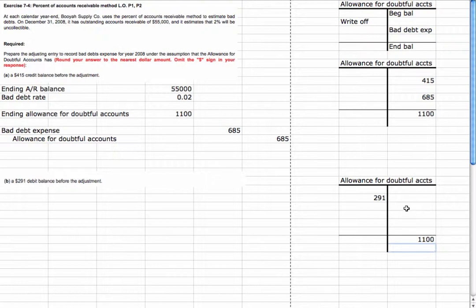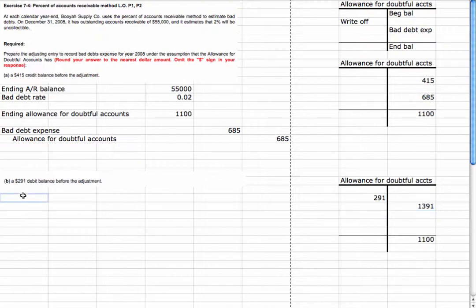So the question then is, how much do we have to credit in the allowance for doubtful accounts in order to get $1,100 in the allowance account? Remember, this is on the other side, so we need to make sure that the credit entry is going to be big enough that when we subtract out the $291, we're going to get the $1,100. So we could create an equation that says take our $1,100 and we're going to need to add in the $291. So we're going to need $1,391 on the credit side in order to get $1,100 as our ending balance.